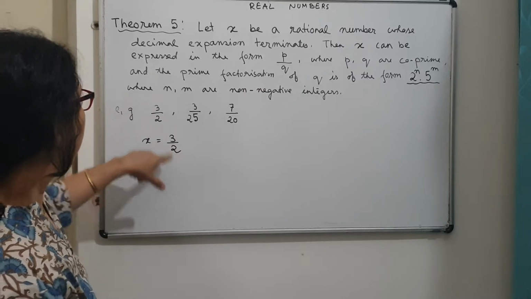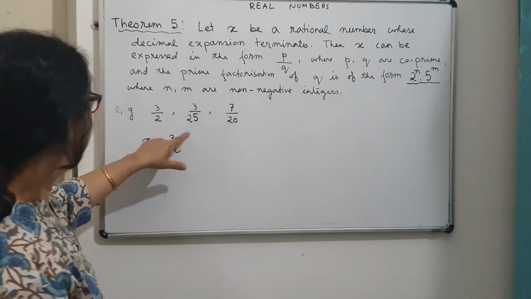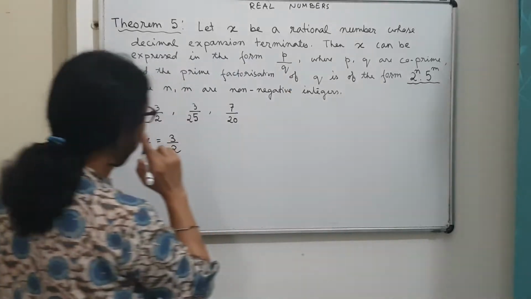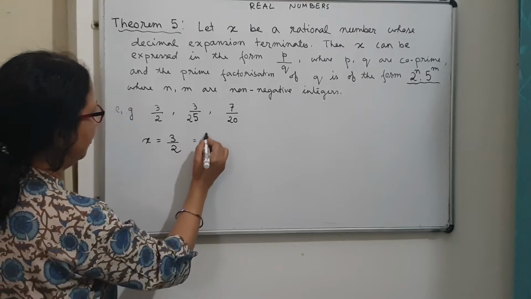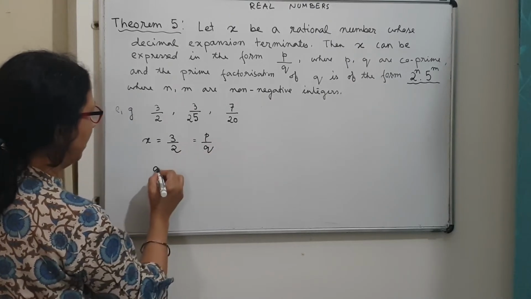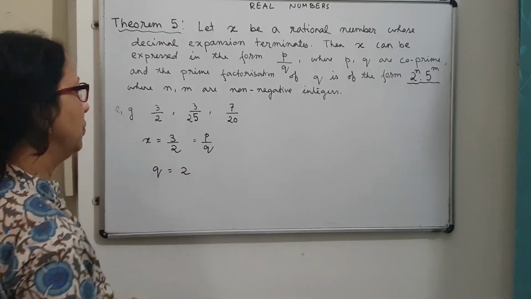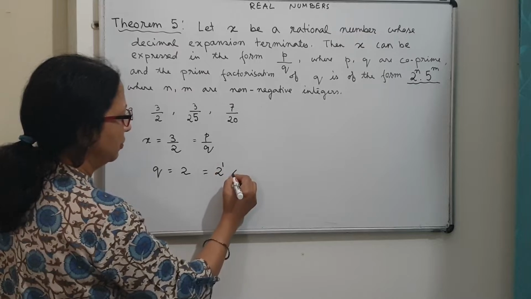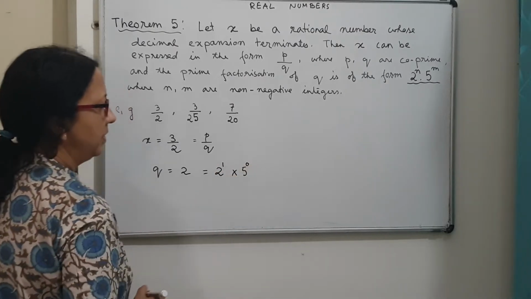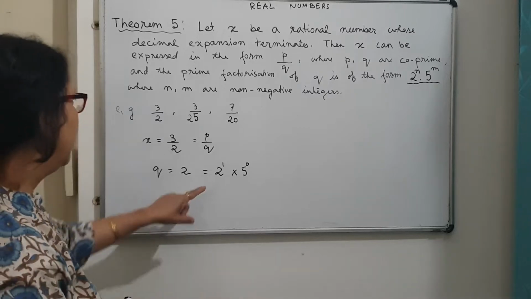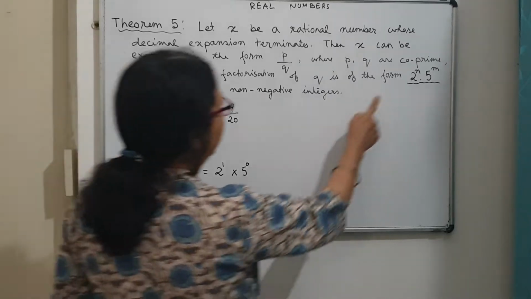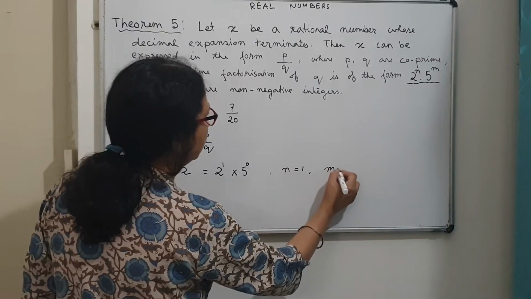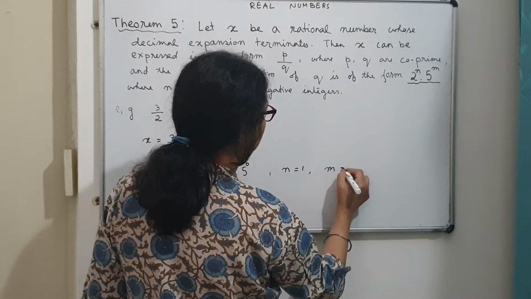So if the decimal expansion of this rational number terminates, then q can be expressed in this form. You see how it is possible. So here what is q? This is in the form p by q, is it not? So what is q? Our q is equal to 2. Now this 2 can be written in this way: 2 to the power 1 into 5 to the power 0. As you know, anything to the power 0 is 1. So what is your n? n is the power of 2, so your n is equal to 1. And what is m? m is the power of 5, that is, m is 0.